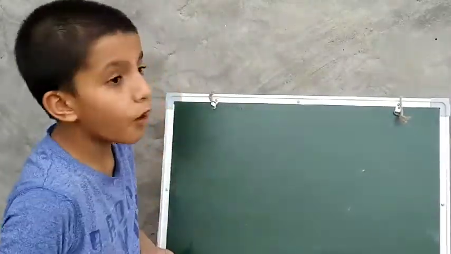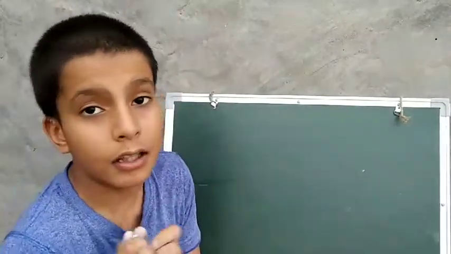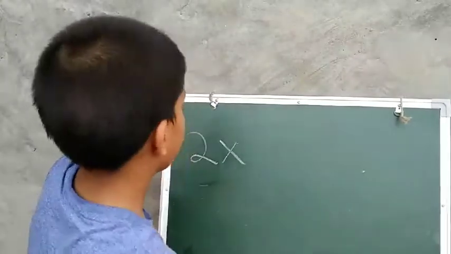So let's move on to the formula of this. To find the perimeter of the rectangle, we will do like this. What is that?